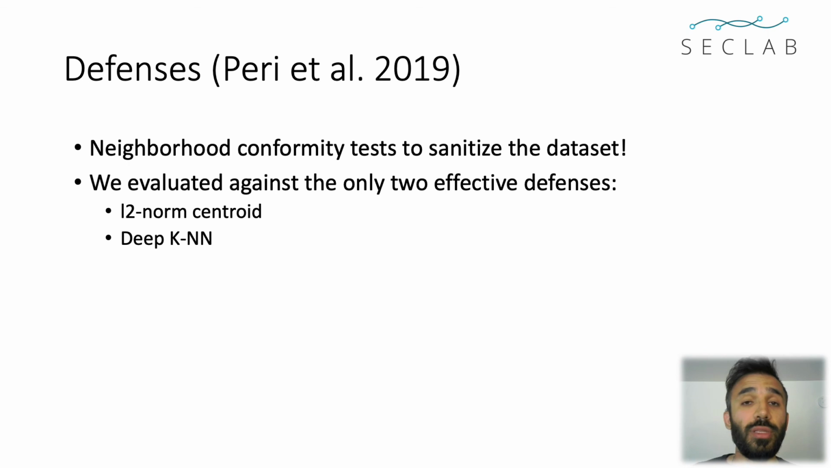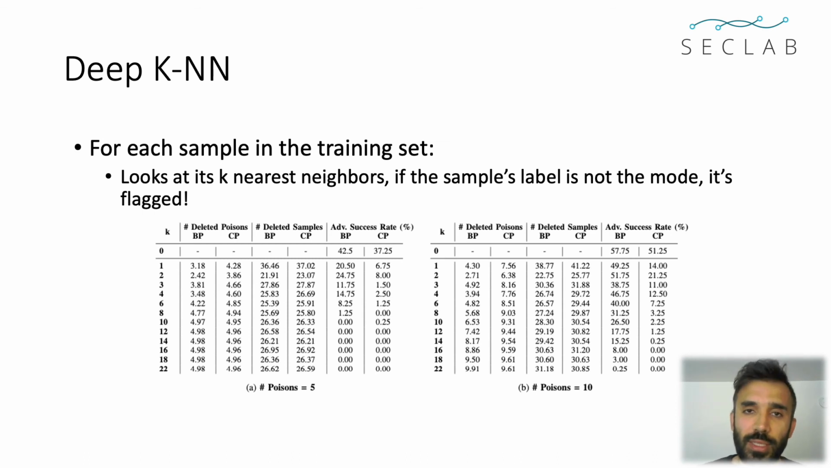During this project, a concurrent study proposed some neighborhood conformity tests as a defense to sanitize the dataset against this family of attacks. We evaluated our attack against the only 2 effective defenses, L2 norm centroid and deep kNN defense, but here I only report the numbers for the deep kNN defense since it was the only effective defense against our attack. For each sample in the training set, this defense looks at its k nearest neighbors. If the sample's label is not the majority, it's removed from the dataset.